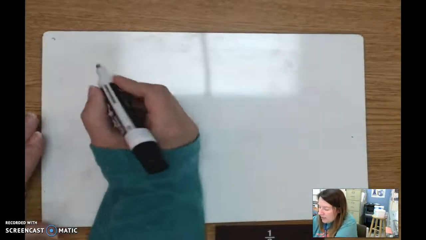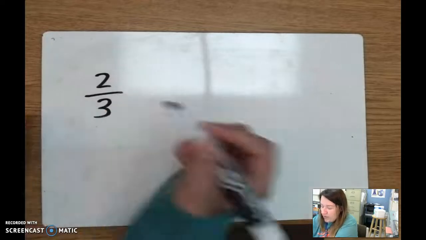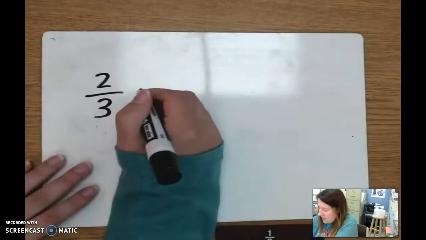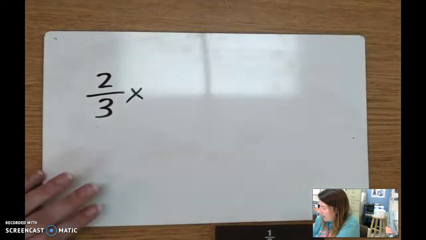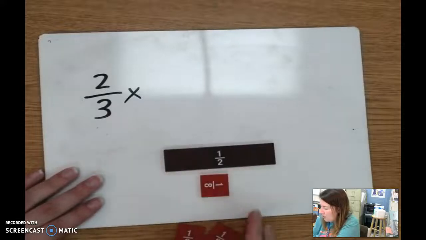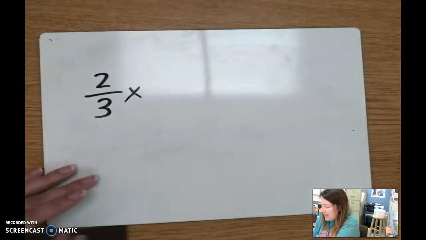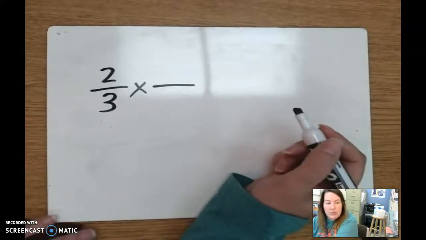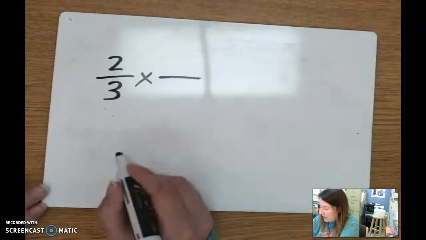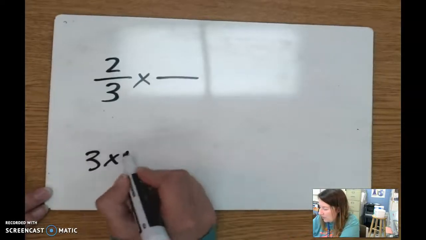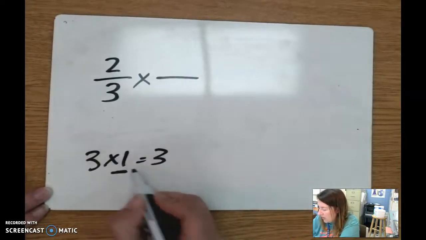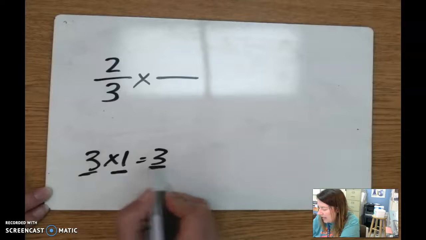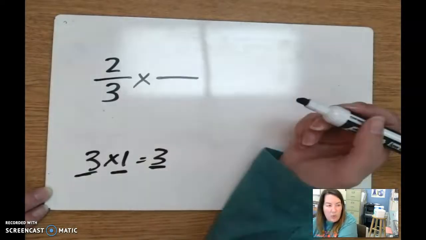So let's say, please make an equivalent fraction for 2/3. Okay, well, maybe I don't have my fraction pieces. I know I just need to multiply by 1 whole, just like I would say, okay, well, 3 times 1 is 3, right? I'm going to multiply by 1. I get the same answer. I need to multiply by 1.